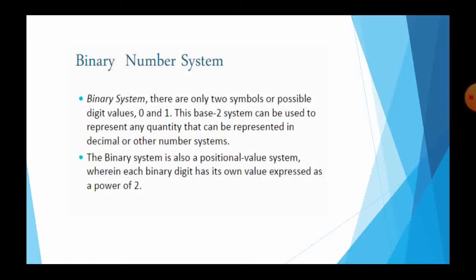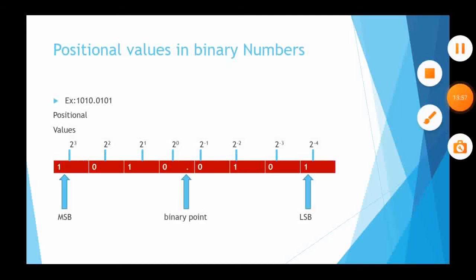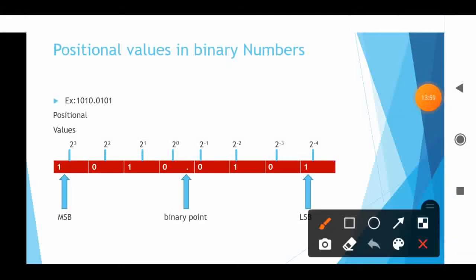The next thing is the binary number system. In the binary number system, as I said, it has zeros and 1s. The base value of the binary number system is base 2. How are we representing the binary number system? The first bit is the most significant bit. The last bit is the least significant bit. This is the binary point. After the binary point, you can represent the value as base 2.